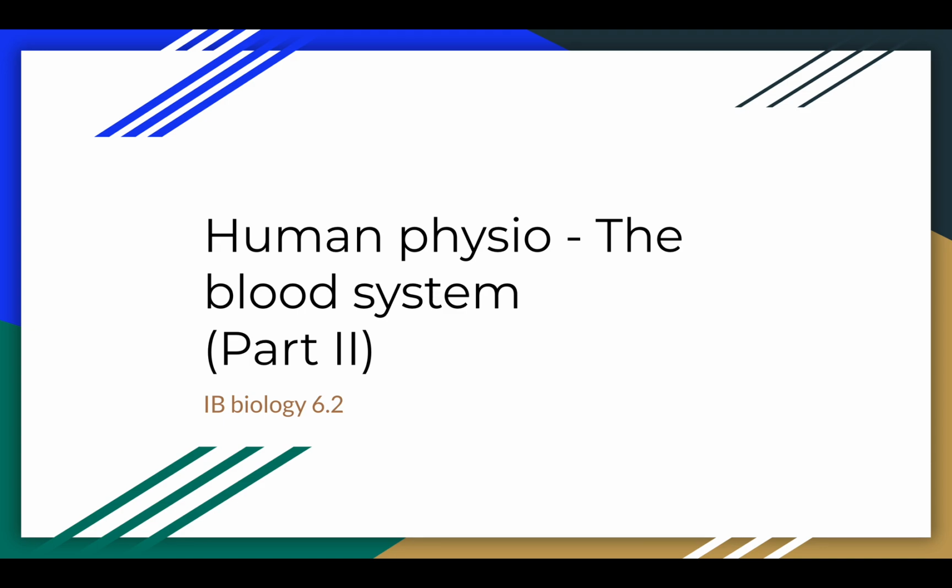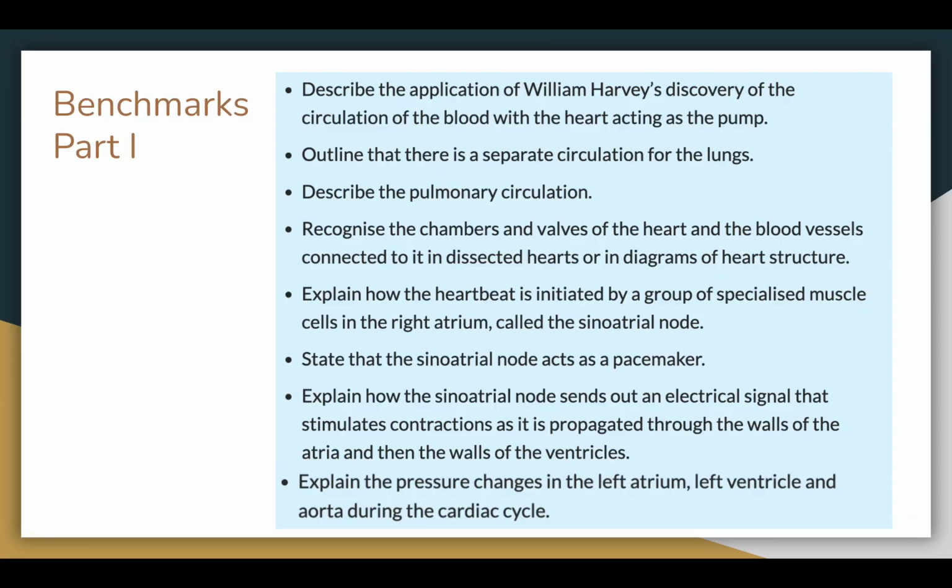Welcome back to part 2 of the blood system. This is IB Biology Unit 6.2. In the first part of the video, we will talk about William Harvey's discovery of the circulation of the blood with a heart acting as a pump, as well as the sino-atrial node's role as a pacemaker, and the cardiac cycle, as well as a diagram that illustrates the process.